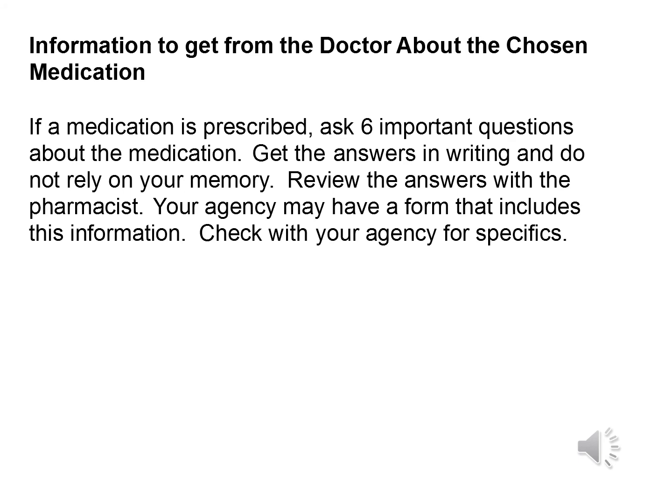Information to get from the doctor about the chosen medication. If a medication is prescribed, ask 6 important questions about the medication. Get the answers in writing and do not rely on your memory. Review the answers with the pharmacist. Your agency may have a form that includes this information. Check with your agency for specifics.